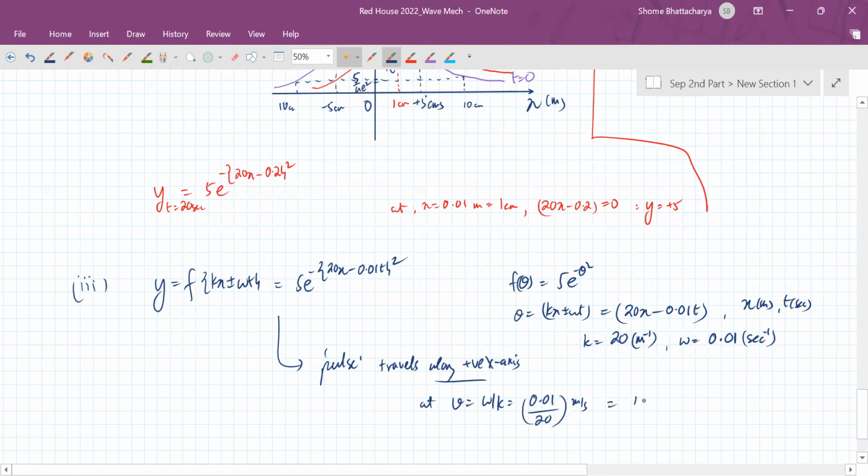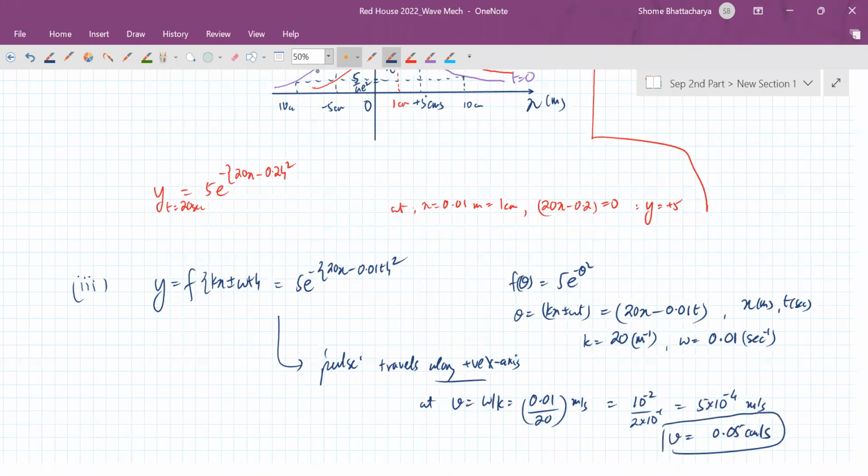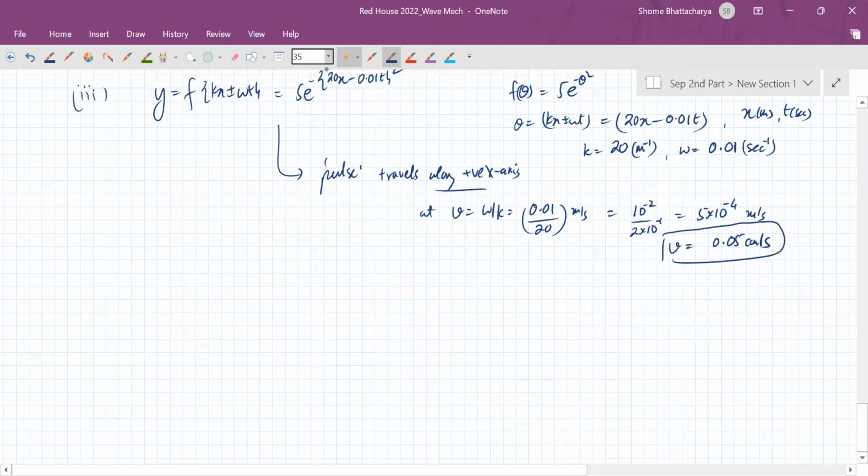So it is 10 raised to the power minus 2 upon 2 into 10 raised to the power minus 1. So that is 5 into 10 raised to the power minus 4 meters per second. So that is 0.05 centimeters per second. And that is what we had seen above also from the graphical method.